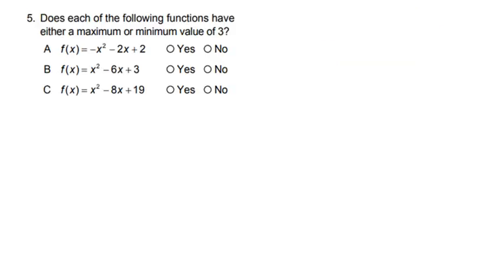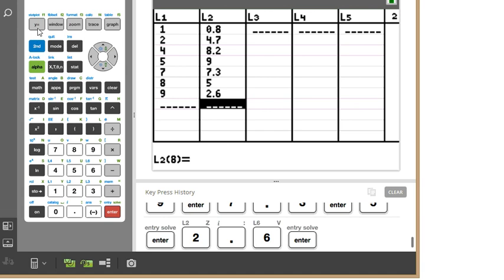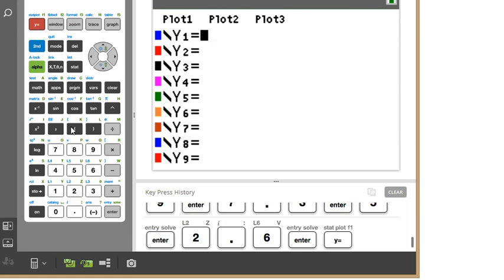All right. Number 5. Does each of the following functions have either a maximum or a minimum value of 3? Well, you'd have to complete the square kind of like we did in that other one, which can easily be done. But one thing we have at our disposal is a TI-84 series graphing calculator. So I'm going to make my life easy and just go there, put it in.